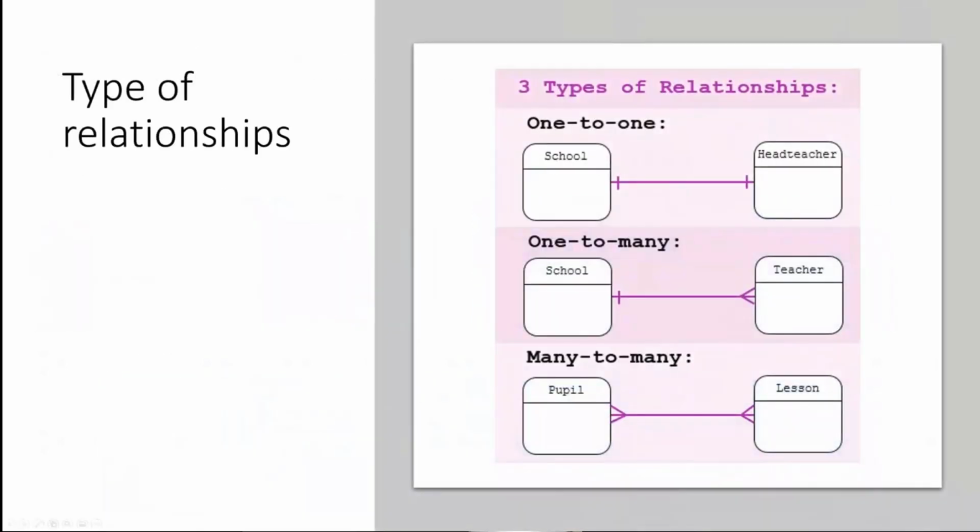When it comes to relationships, we know you have one-to-one, one-to-many, and many-to-many. Given an example here, one school will have only one head teacher. You cannot have more than one head teacher. Also, a school will have many teachers, so that is a one-to-many relationship. And when it comes to many-to-many, think about any school: a student can take different subjects or lessons like physics, chemistry, math, but the same physics can be taken by many students. So that is a many-to-many relationship.